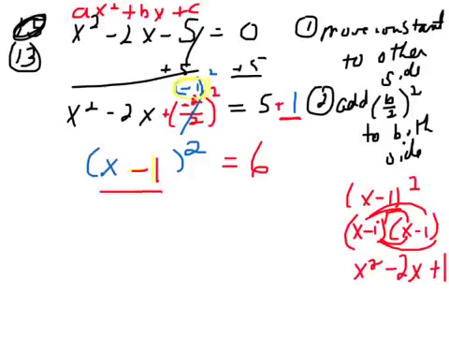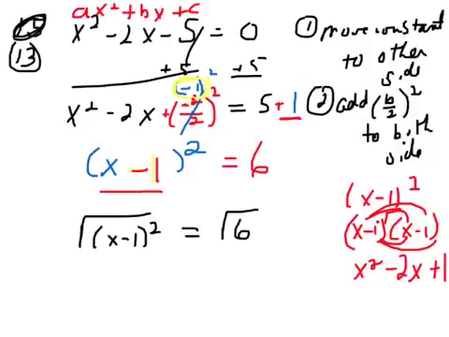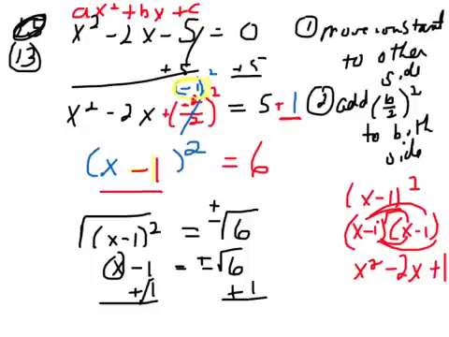Now that I've got it, I can solve this by square rooting both sides. So I'm going to square root both sides. The square root of x minus 1 squared is equal to the square root of 6, and because I square rooted, I have to put a plus or minus on it. Well, the square root of x minus 1 squared is just x minus 1. So I have plus or minus square root of 6 on the other side. Now if I want to solve for x, all I have to do is add 1 to both sides. So x is equal to 1 plus or minus square root of 6.